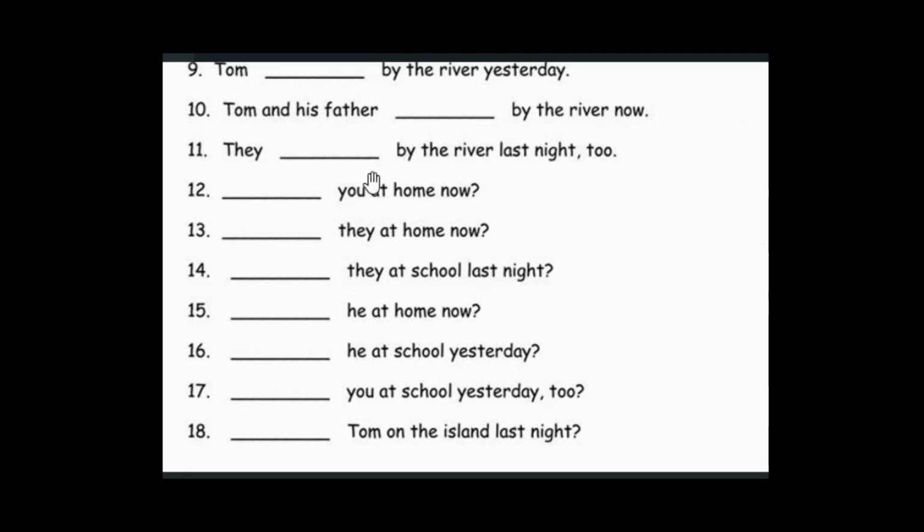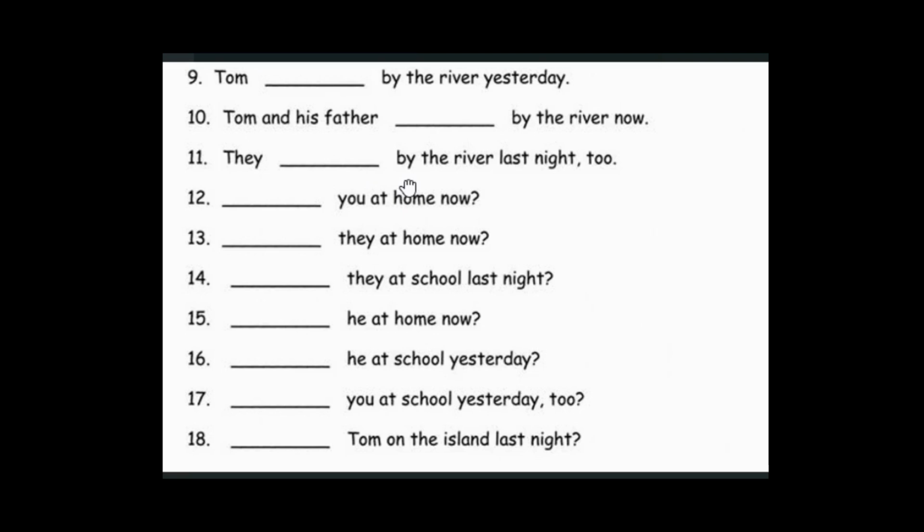I hope you understand how to use is, am, are, was, were. When the subject is singular and the action is present, that time we use is. And when the subject is plural, with plural nouns or subjects, that time we use are, and for past actions we use were and was.